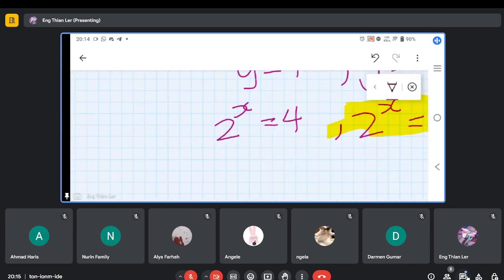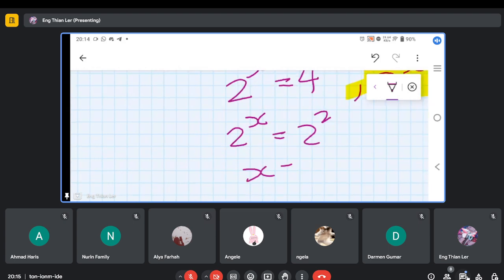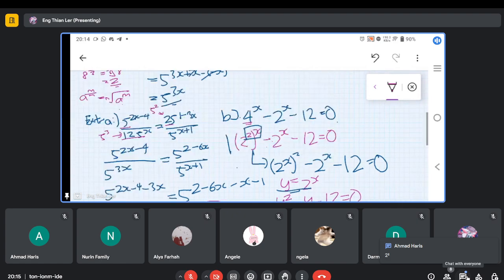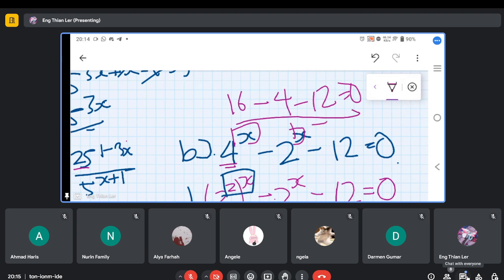And now we have this: 2 to the power x equals 4. So what is x? Very simple, right? x is equal to 2. That's the answer. If you substitute 2 here, you just get 16 minus 4 minus 12, and that's equal to 0. And that's it.